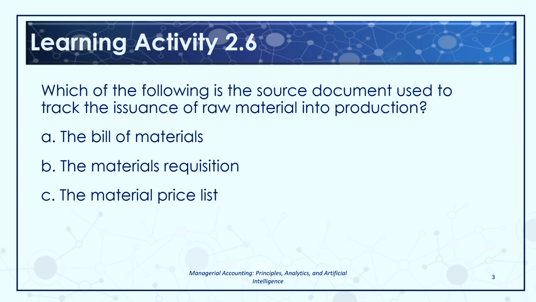Now let's identify a key source document. This question asks, which source document is used to track the issuance of raw material into production? The correct answer is the materials requisition, sometimes called the material request form. This document tracks when raw materials are pulled from inventory and sent into production.